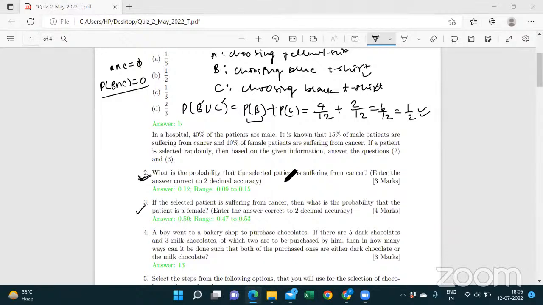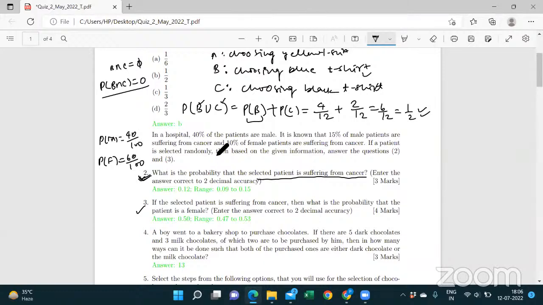So in this, we can apply the law of total probability, right? Suppose there are 40% male, right? Then I can write the probability of male as 40 divided by 100, right? So the probability of female will be 60 divided by 100. Am I right?